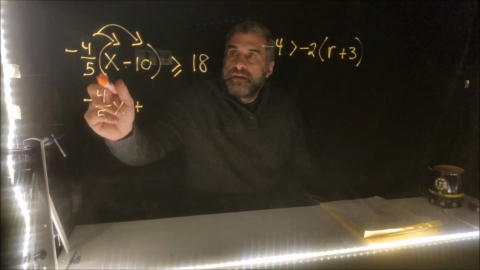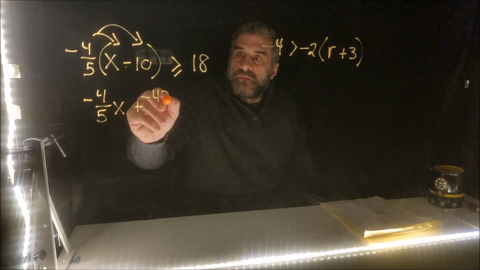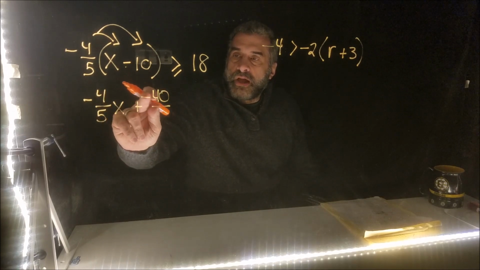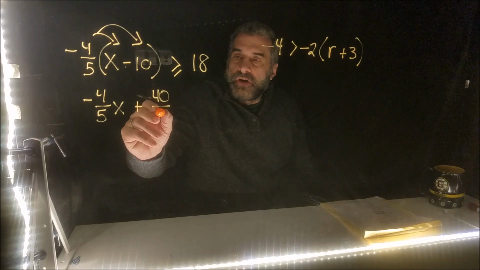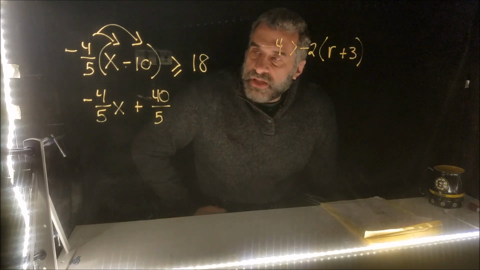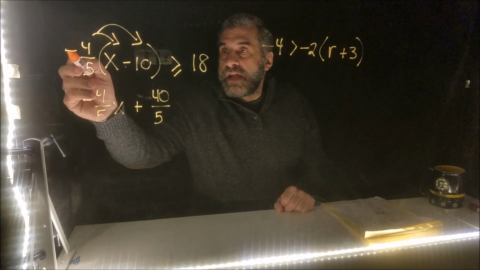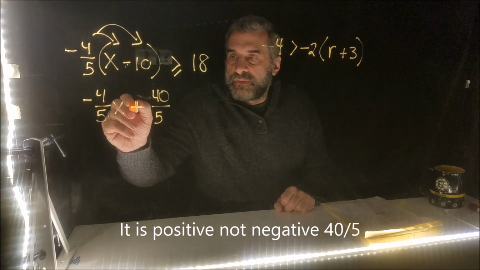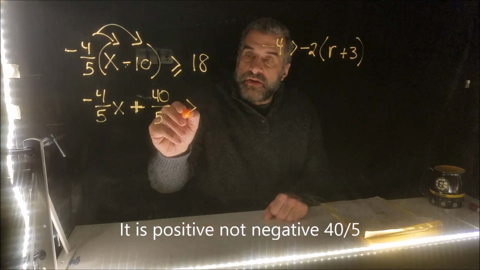Just remember that. And then you'll have negative 40 over, well, actually you won't have a negative. It'll be 40 over 5. Right? Be careful. Always double check your work, because a negative and a negative is a positive. So keep it positive. And we're saying this is greater or equal.